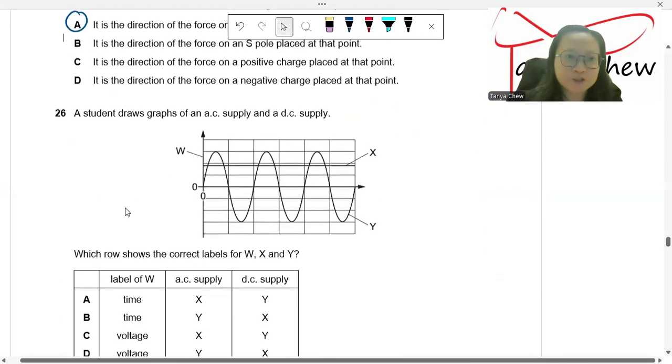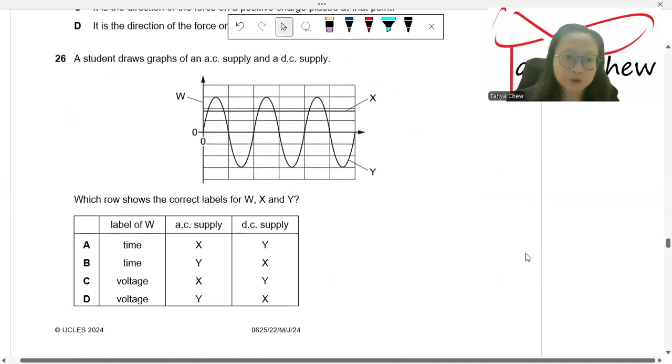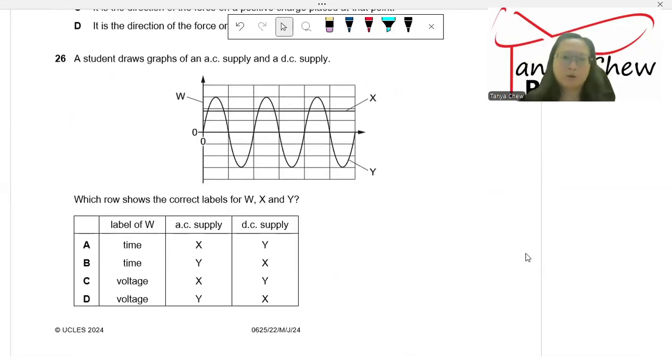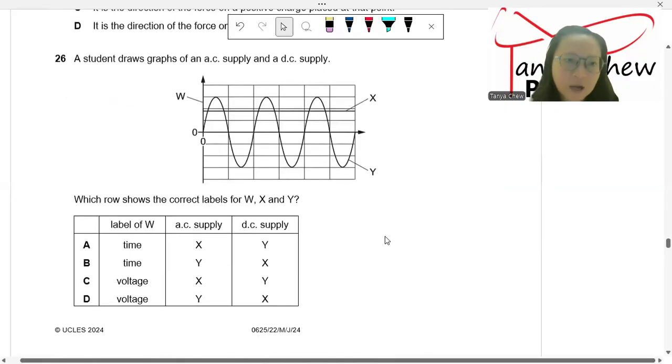Question number 26, a student draws graphs of an AC supply and a DC supply. Which row shows the correct labels for W, X, and Y? Okay, now let me see. Label of W, oh, the y-axis. Okay, this is the y-axis. So the label of W must be a voltage because it is the y-axis, right? So it is actually the voltage.